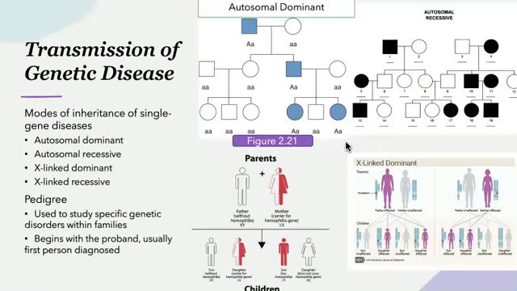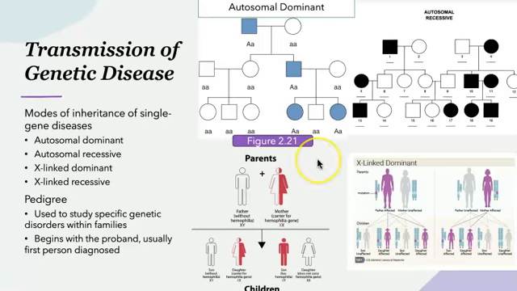All right, transmitting genetic disease. These are the different modes of inheritance in single gene diseases. We have autosomal dominant, autosomal recessive, X-linked dominant, and X-linked recessive.